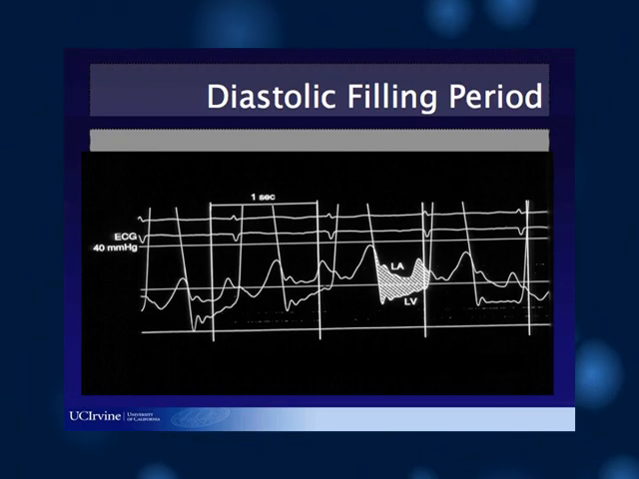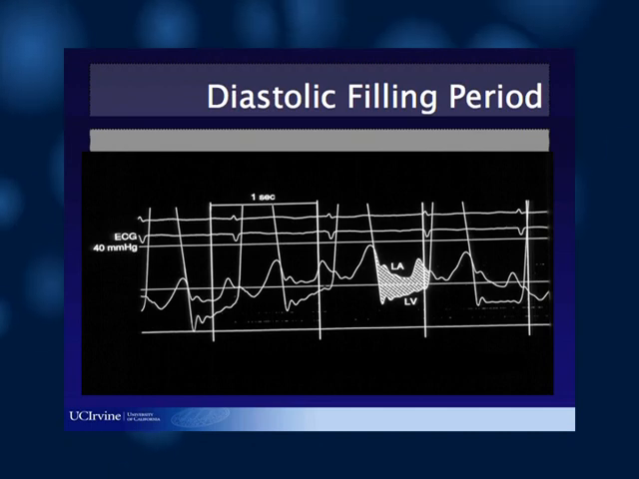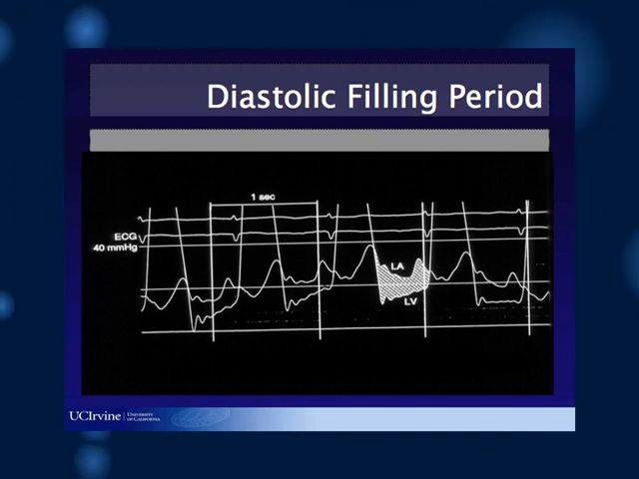The crossover point occurs at the peak of the V wave and again at the end of the A wave. And the diastolic filling period would then be demarcated by these 2 points.